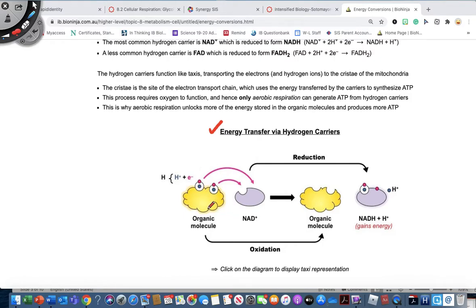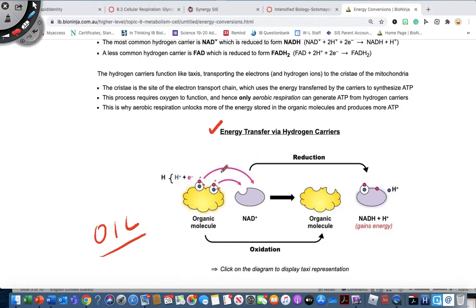So here we see an organic molecule, and this organic molecule, what is it going to do? As it gets broken down through an oxidation process, right? And let's remember our OIL RIG. Oxidation is to lose. This organic molecule is going to lose some of its hydrogens, or hydrogen ions, which are the same thing as protons, and is also going to lose some of the electrons. So when this organic molecule becomes oxidized, that means that it loses its protons or hydrogen ions, and it loses its electrons. So we call that oxidation.